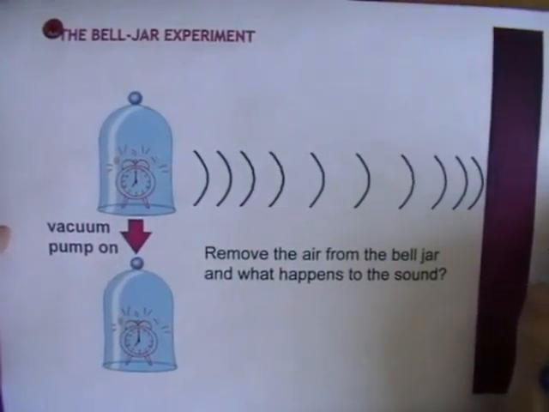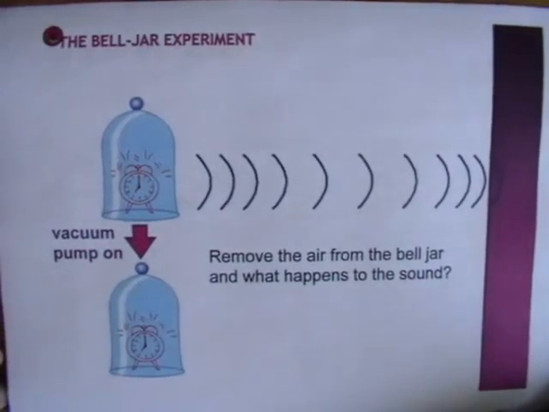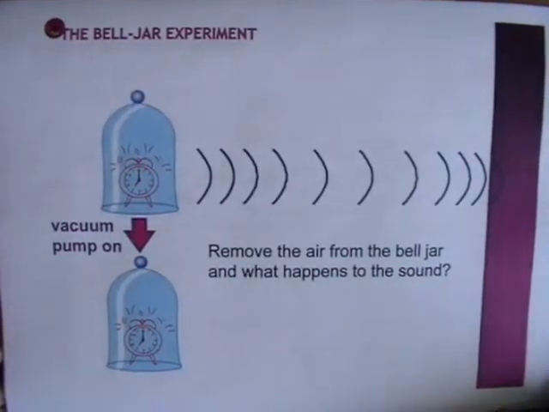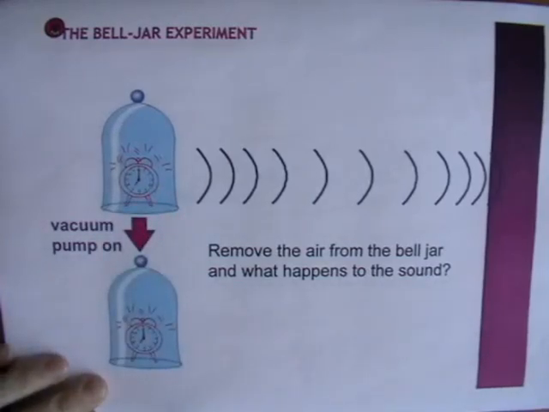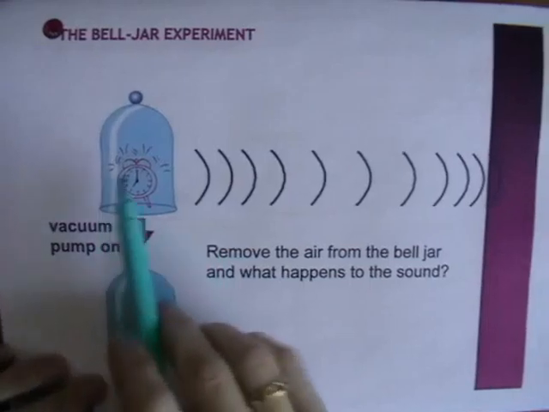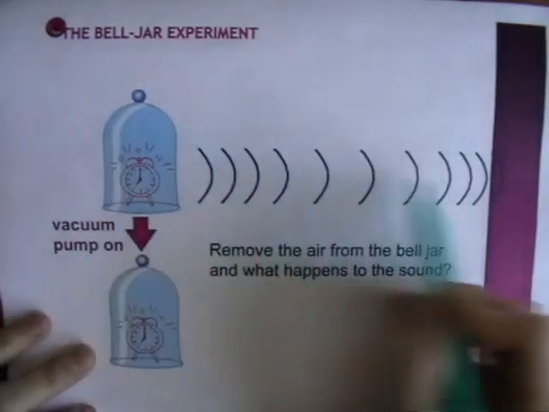Okay, the next thing is the bell jar experiment, and the bell jar experiment is an experiment which proves that sound cannot travel through a vacuum. So this diagram here just shows an alarm clock in here, but we actually had an electrical bell in the one in the classroom, and it switched on and the bell's ringing. So if you're asked, when the bell switched on, what can you see in here? You can see the bell ringing and you can hear the bell ringing.